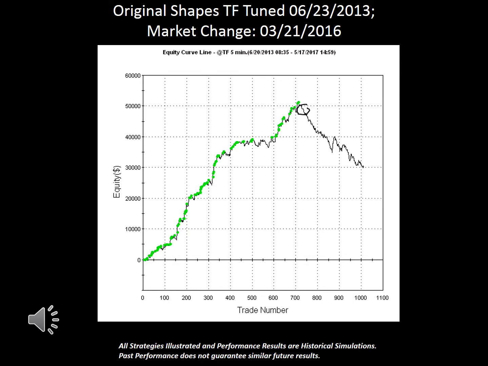Just to keep up with our shapes, which was originally tuned on the Russell on June 23rd of 2013, it's almost 4 years ago, and you can see that it basically topped out at that market change of March 21st of 2016, and that tune just hasn't worked since.